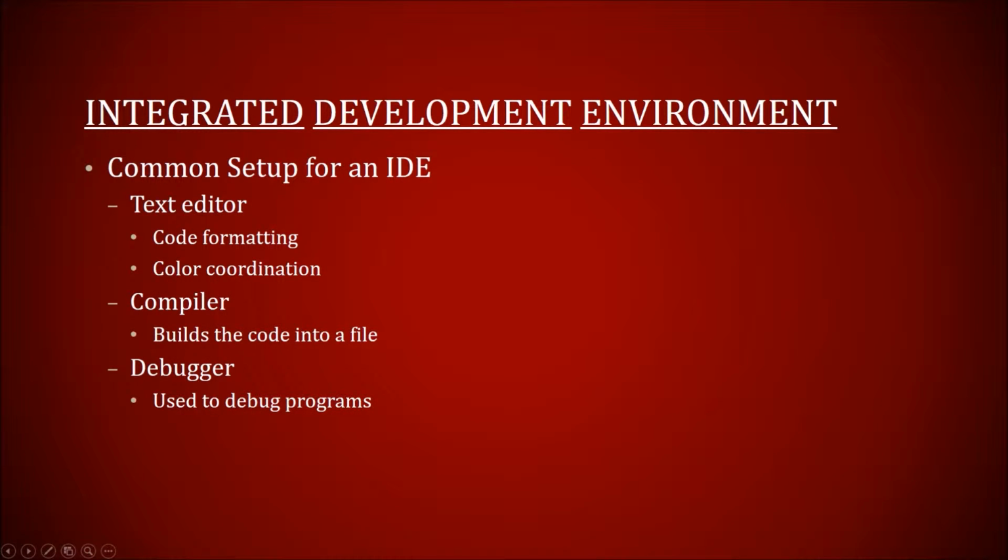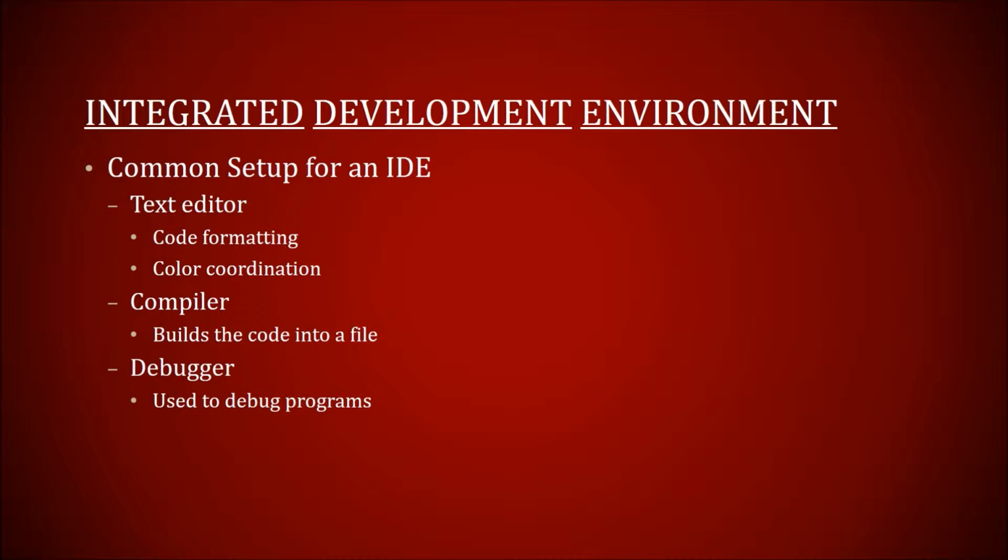So to start off, what is an IDE? Well, an IDE stands for Integrated Development Environment. So what an IDE kind of includes typically is going to be a text editor. This text editor will probably have some sort of code formatting for specific languages as well as color coordination. It also will contain a compiler. The compiler is what builds your code into a file that can be run by your machine.